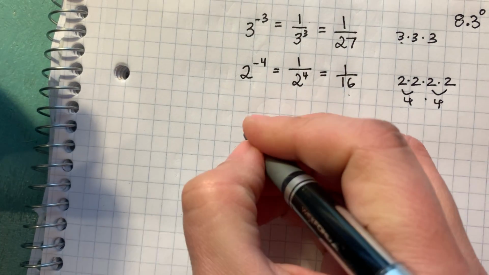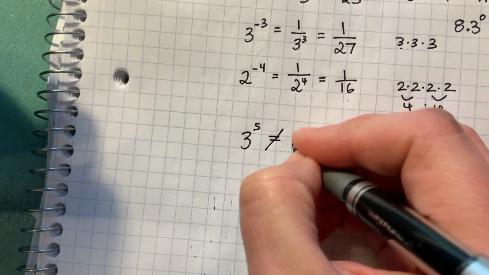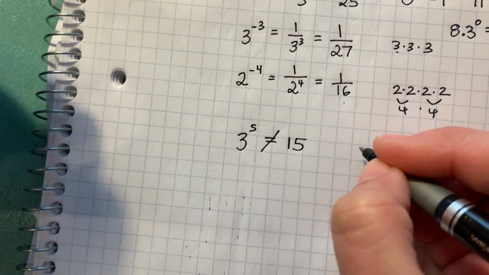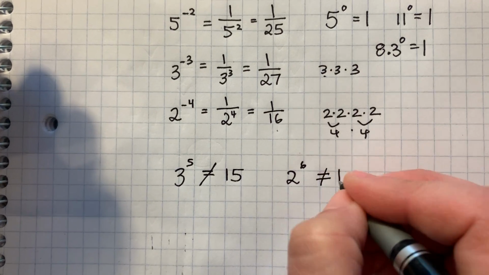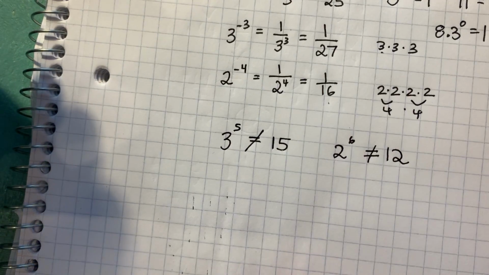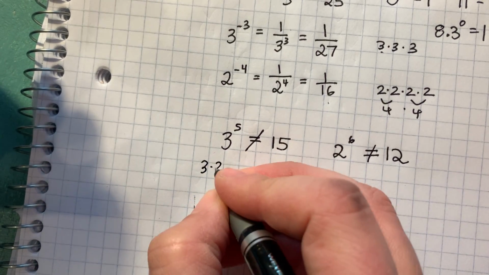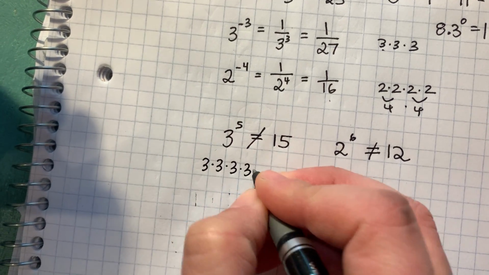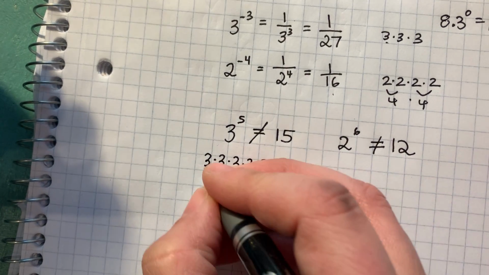Now, just a reminder, if you have 3 to the fifth power, it is not 15. If you have 2 to the sixth power, it is not 12. You are not multiplying the base number times the exponent. 3 to the fifth power means you are multiplying 3 by itself 5 times.